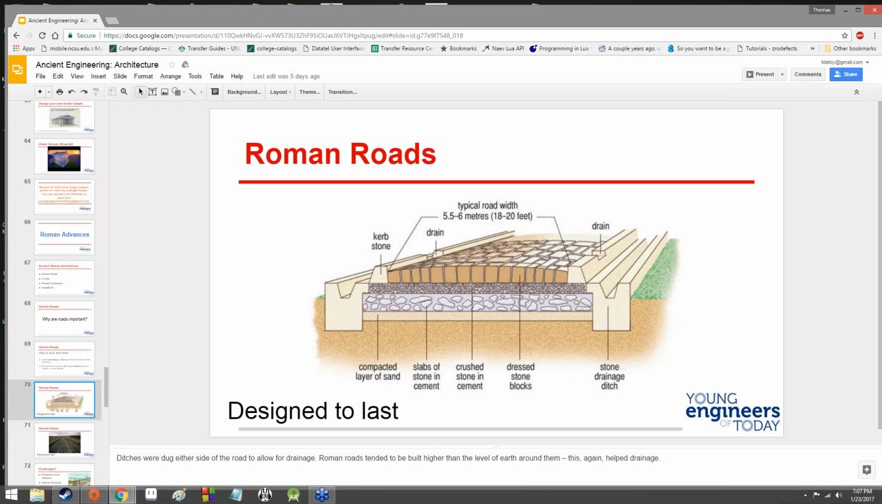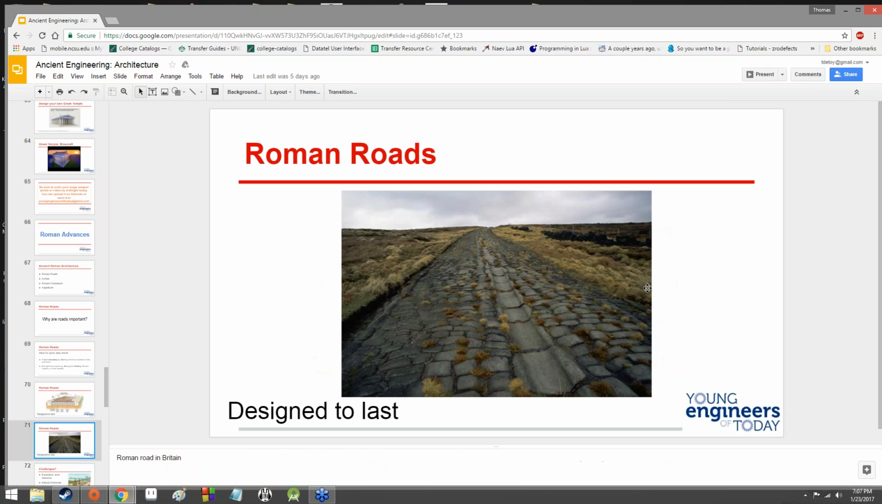Roman roads were built to last. As you can see, there are multiple layers that go into the construction of a Roman road. It's got a lot of protection against the elements. In addition, it's got a drainage system which prevents it from becoming waterlogged, which again helps encourage faster travel along the roads. And for this reason, it was actually a large contributor to Roman civilization.